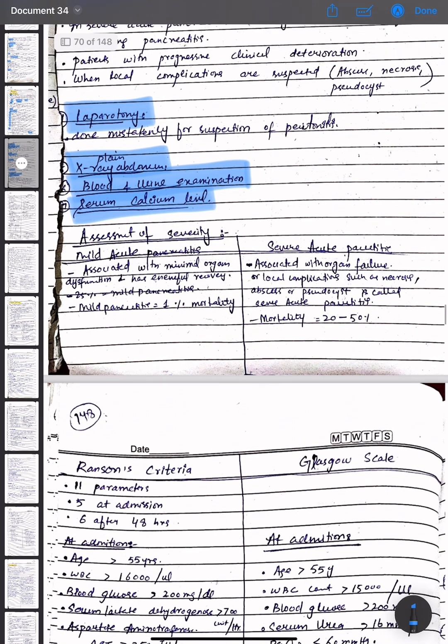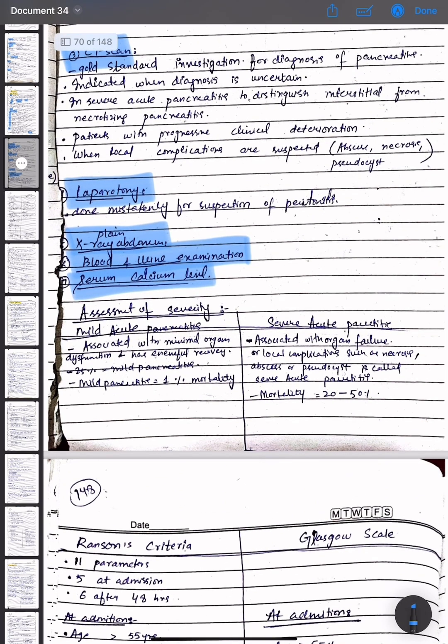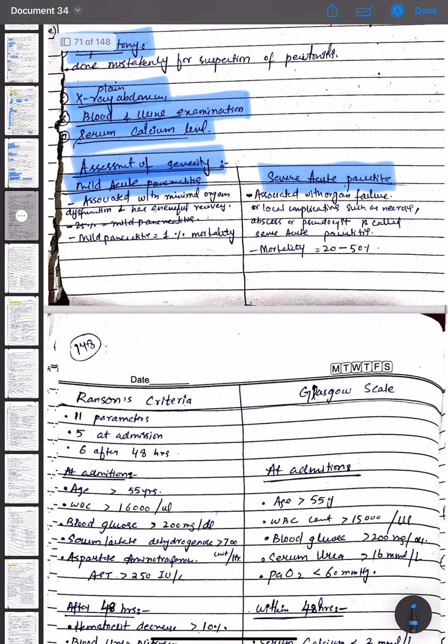Now, how will we assess the severity of the case? Mild acute pancreatitis is associated with minimal organ dysfunction and an uneventful recovery. About 75% is mild pancreatitis, with 1% mortality. Severe acute pancreatitis is associated with organ failure or local complications such as necrosis, abscess, or pseudocyst, and the mortality rate is 20 to 50%.